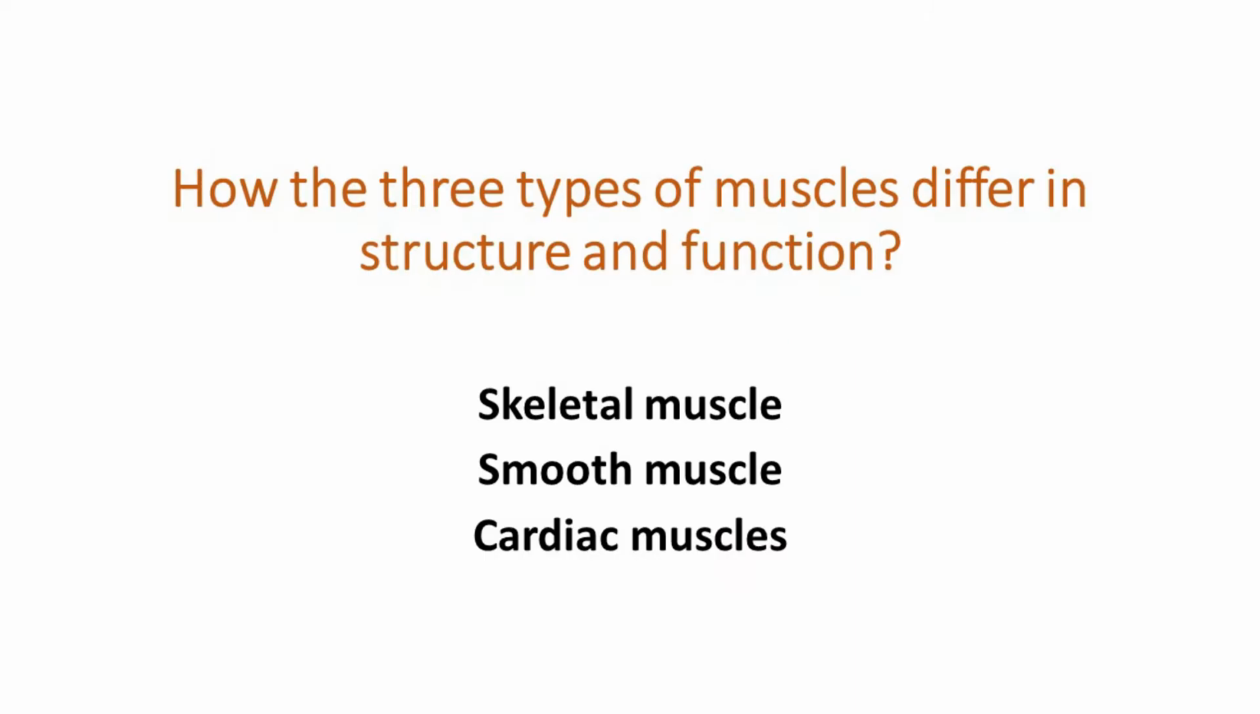Welcome to another video. In this video, we'll be discussing how the different types of muscles in the body differ in their structure and function. The three types are listed here. They are the skeletal muscle, the smooth muscle, and the cardiac muscle.